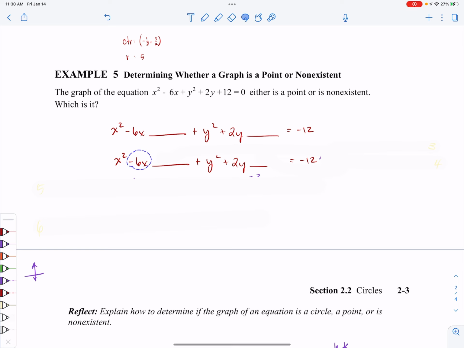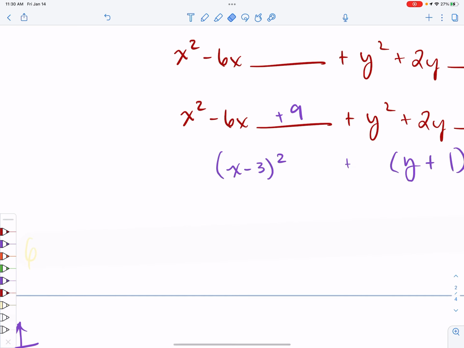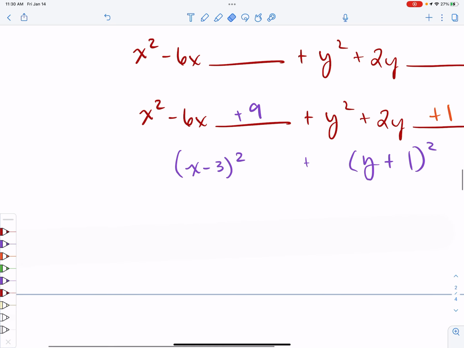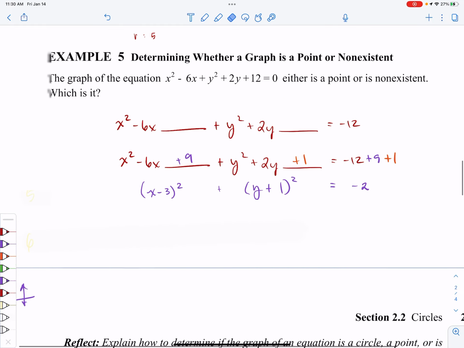Half of b is going to be negative 3. Negative 3 squared is going to be 9, so we'll add 9 to both sides. And then on this one, half of b is going to be a positive 1. Positive 1 squared is going to be positive 1, and we add 1 to both sides. Now let's go and factor on the left side. So as we factor, we're going to have an x minus 3 quantity squared plus a y plus 1 quantity squared. And remember, on the right side, let's combine our like terms, which is going to be a negative 2.